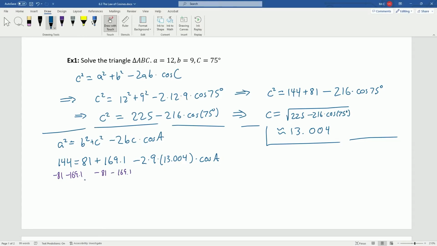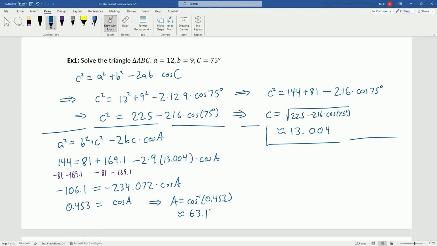144 minus 81 minus 169.1 gives me negative 106.1 equals, and now I've got this negative 2 times 9 times 13.004. That's negative 234.072 times cosine of A. So now if I divide that across, I get cosine of A equals roughly 0.453. And so that implies that A equals cosine inverse of 0.453, which is approximately what? Let's see. Calculator says 63.1 degrees.